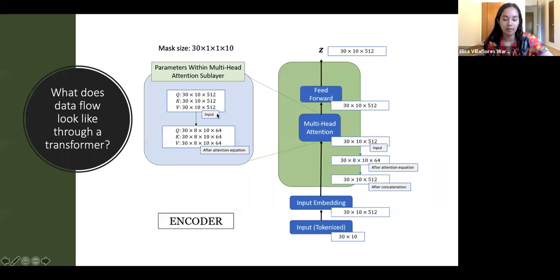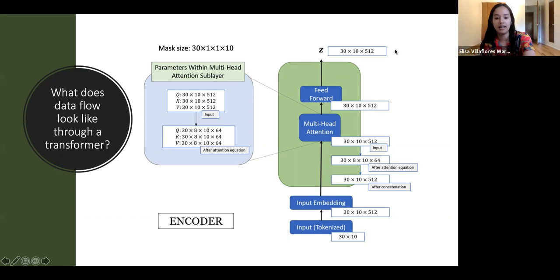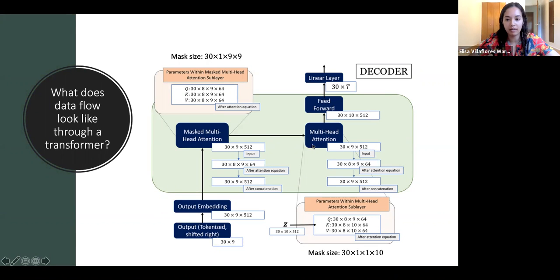Yes, I believe so. Okay, so after the attention equation, now that goes back here. That gives you 30 times 8 times 10 times 64. Then you concatenate it like you had planned. That gives you 30 times 10 times 512. And then you have feed forward. Yes, and then you get this context vector, and then this is the decoder. So the flow goes like this. We input here, we go through these attention heads, and then out.